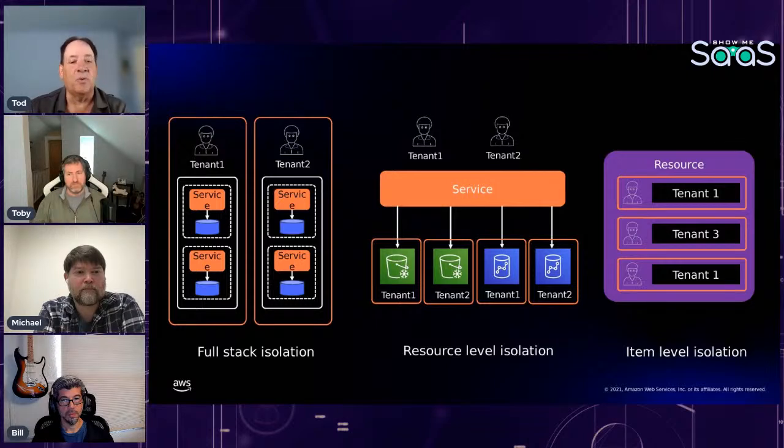Some individual resources can be dedicated to a tenant. So a database could be dedicated to a tenant. A queue could be dedicated to a tenant. You're saying that at that resource level, everything in that resource belongs exclusively to that tenant, but other things in the tenant may not be. They could be shared, they could be pooled or whatever.